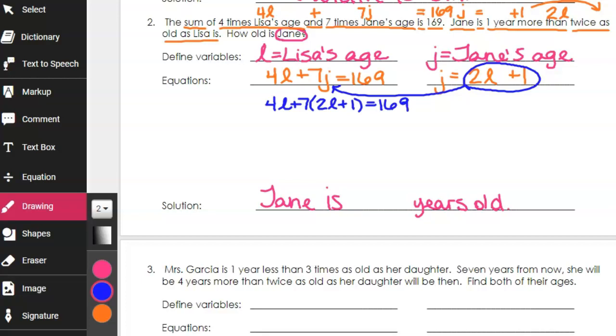So what I'd like for you to do, because this mirrors our first example really well, now that we've shown that substitution, I would like for you to continue solving the problem and try to find how old Jane is. So pause your video and continue solving.